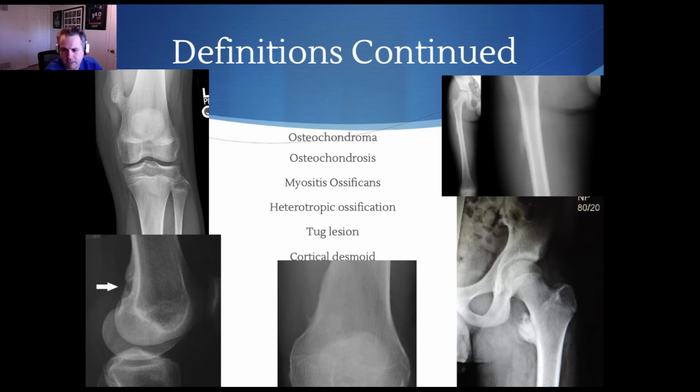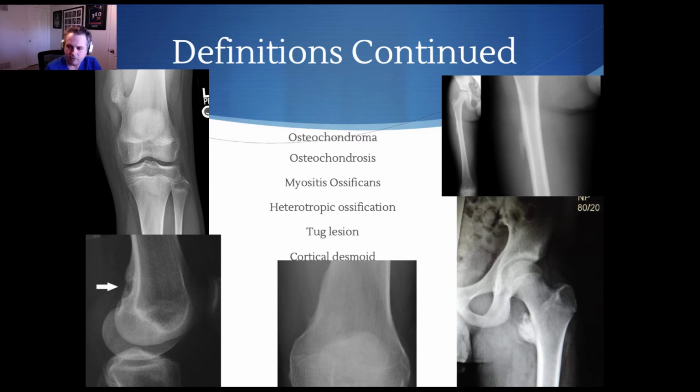And then there is a tug lesion, which is a partial avulsion, usually of an apophyseal site. That's the bottom center, and this is the posterior medial aspect of the femoral supracondyle. That is the attachment site for the adductor magnus.